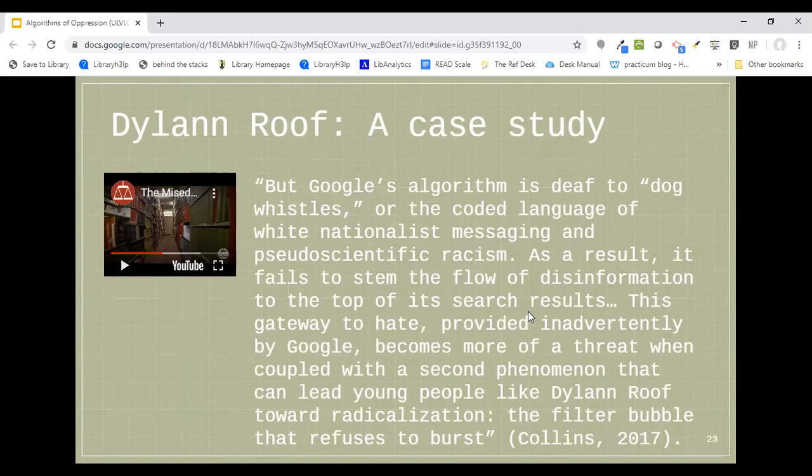And that filter bubble, it saw that he liked these kinds of sites, and it just kept giving him that same information. And as she says in the video, there were spikes in these kinds of searches around the time of the Trayvon Martin case, the Trayvon Martin murder. And we have to start thinking about, when we look back on it, what kind of filter bubbles were at play and how dangerous they were and how dangerous they became.